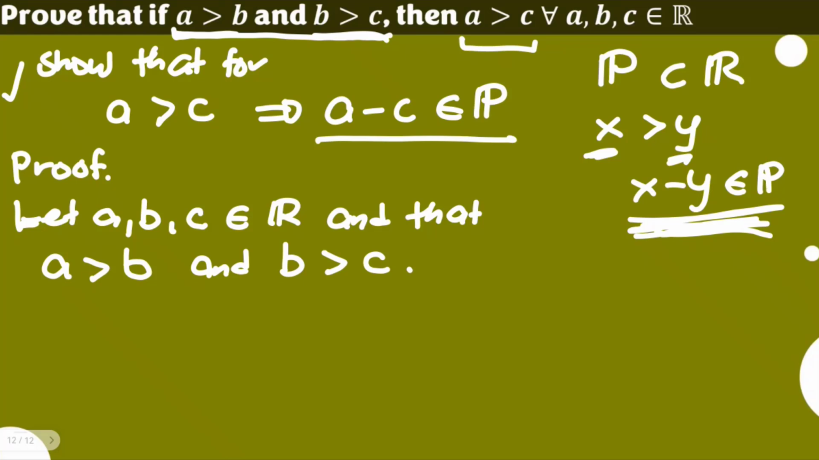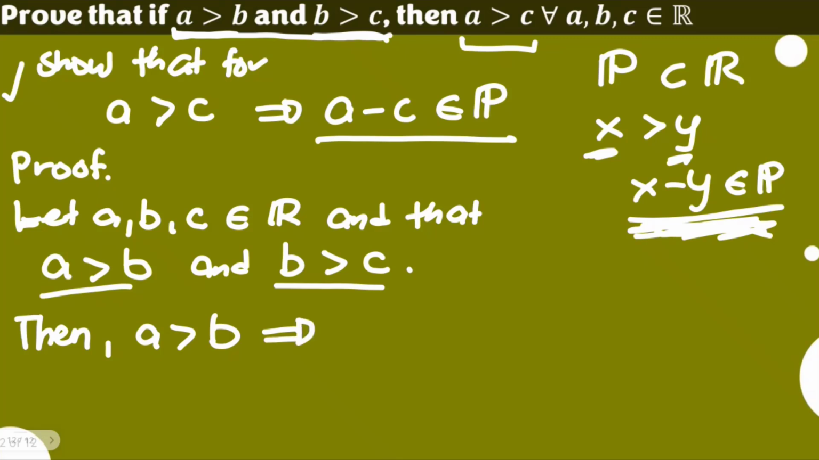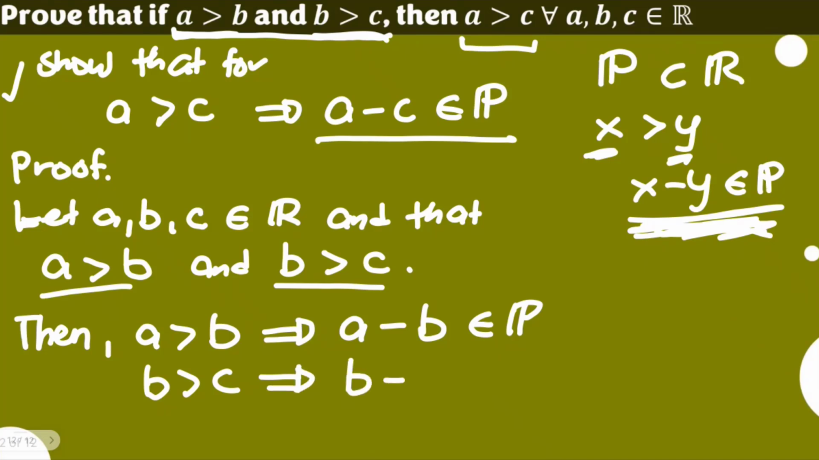So how do we show this? If we have these two statements, it also follows this idea here. A greater than B means A minus B is an element of positive real numbers. This is also true for B greater than C as part of our assumption. This yields that B minus C is an element of positive real numbers. Hopefully you're following. We're just using here the definition described by this.